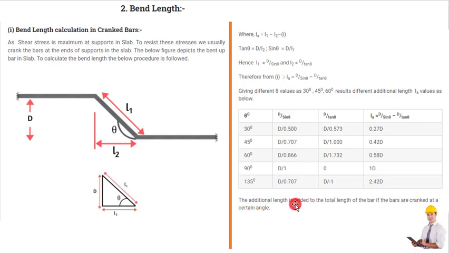So the additional length is added to the total length of the bar if the bars are cranked at a certain angle. Got it? So these are formulas. We need to remember these formulas whenever we are doing the bar bending schedule.